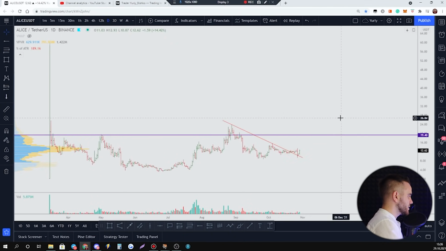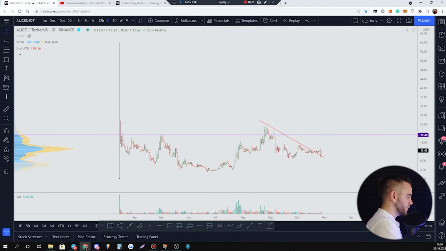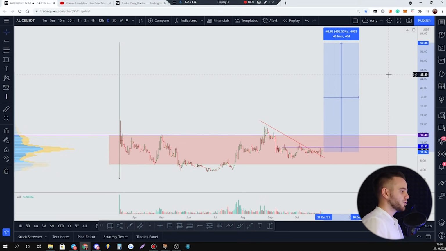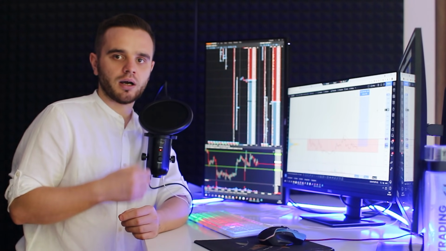And the last one is Alice. Alice is also a gamify project, and take a look, also in the middle of this range. At the moment that whole range is broken, I think the minimum goal is the previous high.